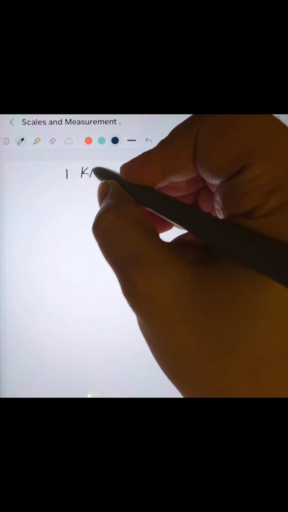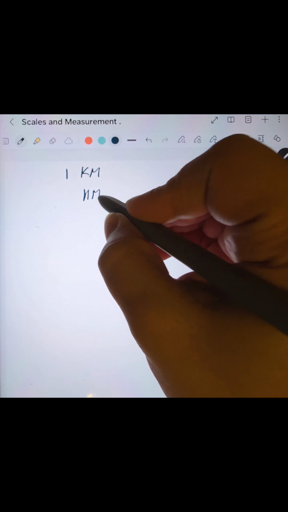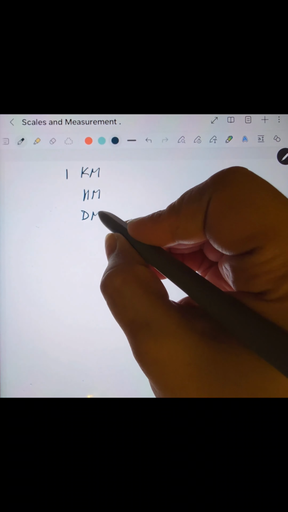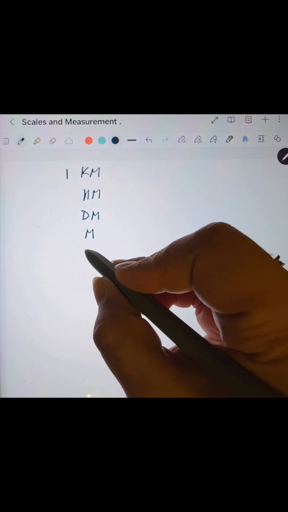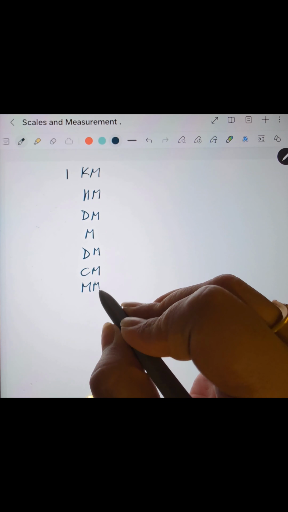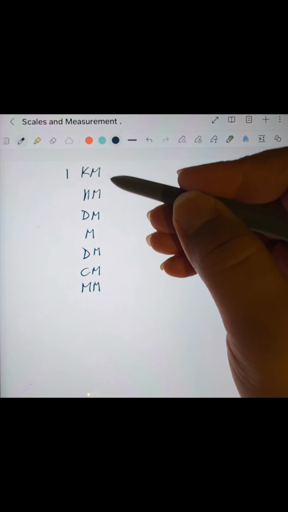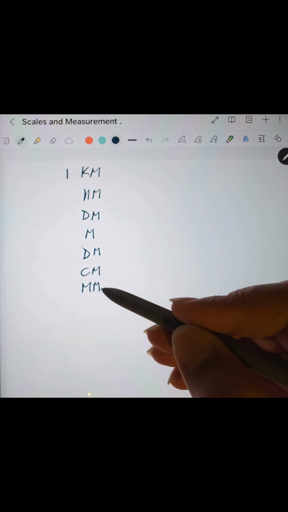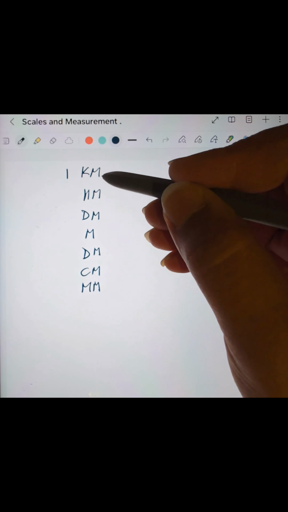Metric measurements are mostly done in meters, centimeters and millimeters, which is on one side of your inch tape or your measuring tape. So first one is your kilometer. Then we have hectometer, decameter, meter, decimeter, centimeter, and then millimeter. As we keep going from kilometers to millimeters, we keep on multiplying by 10.